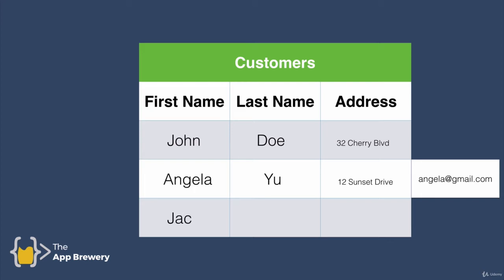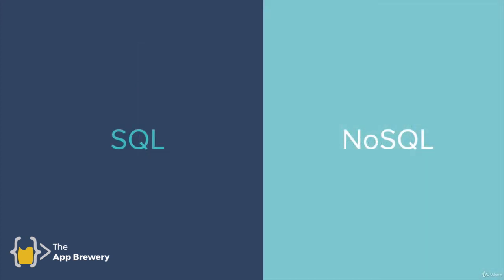And what if you had a customer who didn't want to give you any information at all? They didn't want to give you their address or their email, and they'd rather protect their privacy. Well, then you kind of have a gap in your table, and it ends up looking very, very irregular. And that doesn't sit very well with SQL databases.